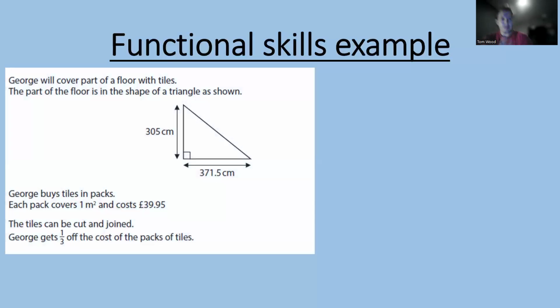Okay. So here is the question that I want us to have a little bit of a look at. George is going to cover part of the floor with tiles. Now the part of the floor is in the shape of a triangle as shown. George buys tiles in packs. Each pack will cover 1 meter squared and costs £39.95. The tiles can be cut and joined, and George will get 1/3 off the total cost of the packs of tiles.